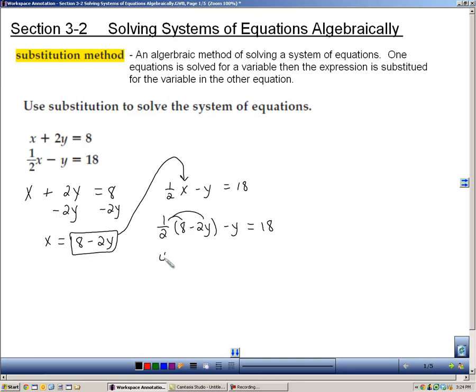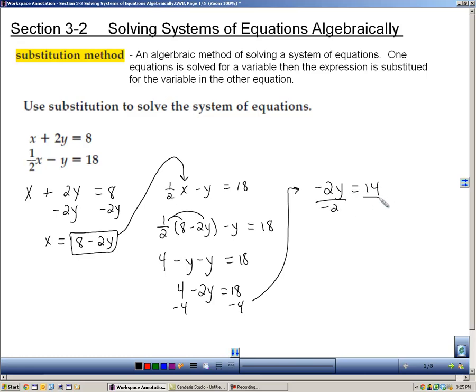Half of 8 is 4, half of 2 is 1y, then minus y equals 18. So this is 4 minus 2y equals 18. Now we'll just solve for y by subtracting 4. I'm going to go up here and finish it. So negative 2y equals 14, and then we'll divide by negative 2. So you end up with y equals negative 7.